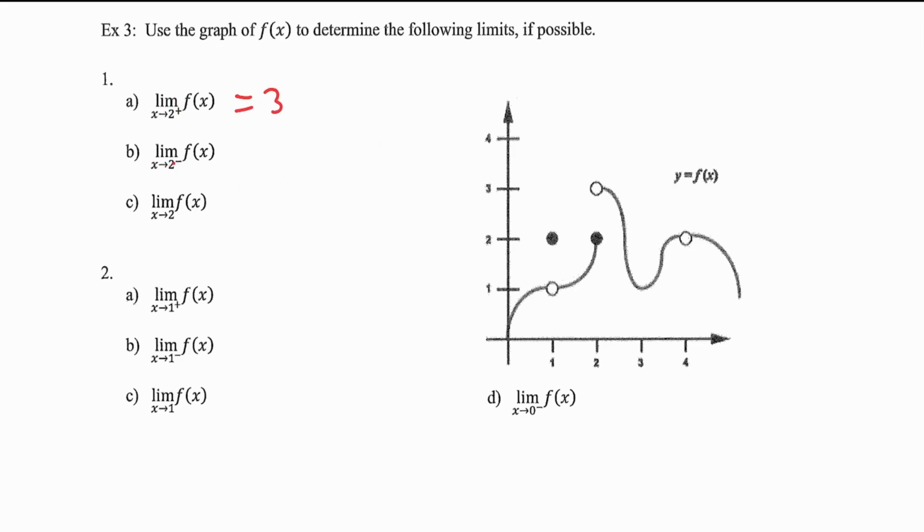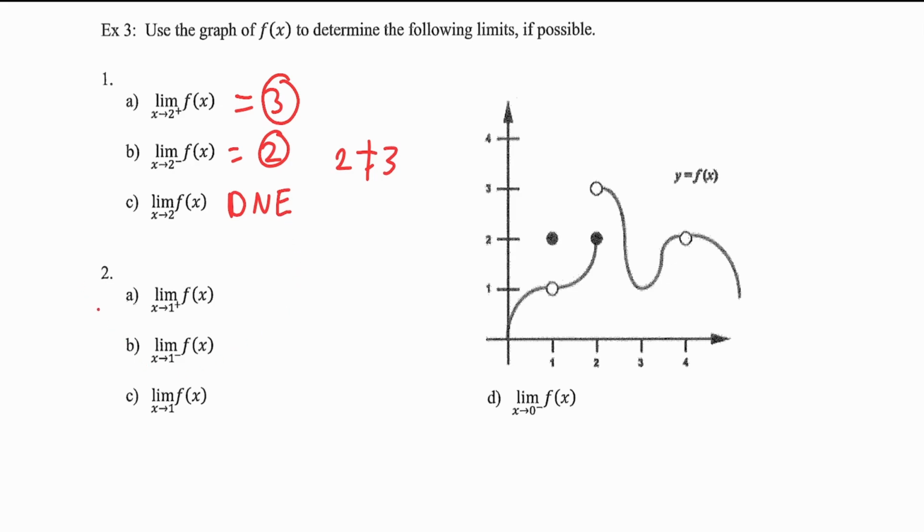Now we're asked to approach 2 from the left side. And if we do that, we can see we approach a y value of positive 2. So the limit as x approaches 2 from the left of our function is equal to 2. And now we're asked to approach 2 from both sides of our function. As we can see, when we approach 2 from the right side, it's equal to 3. And when we approach 2 from the left side, it's equal to 2. 2 is not equal to 3. So we can say the limit does not exist.